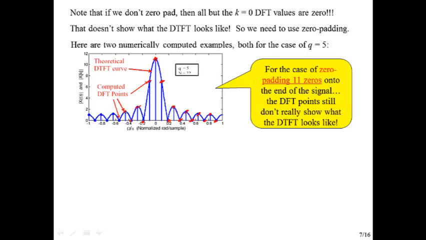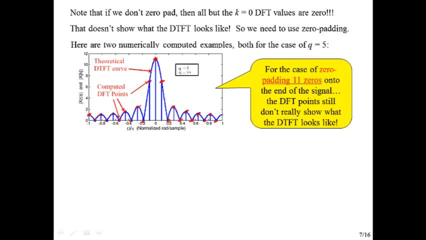Now, notice how they fall perfectly on the blue curve, which is the actual DTFT curve computed over the range minus pi to pi. Notice that I'm using a normalized radians per sample here. I'm taking omega and dividing it by pi. It's just a little trick that I do all the time to allow me to easily look at things on an axis from minus pi to pi. MATLAB doesn't like to put grid points at pi.